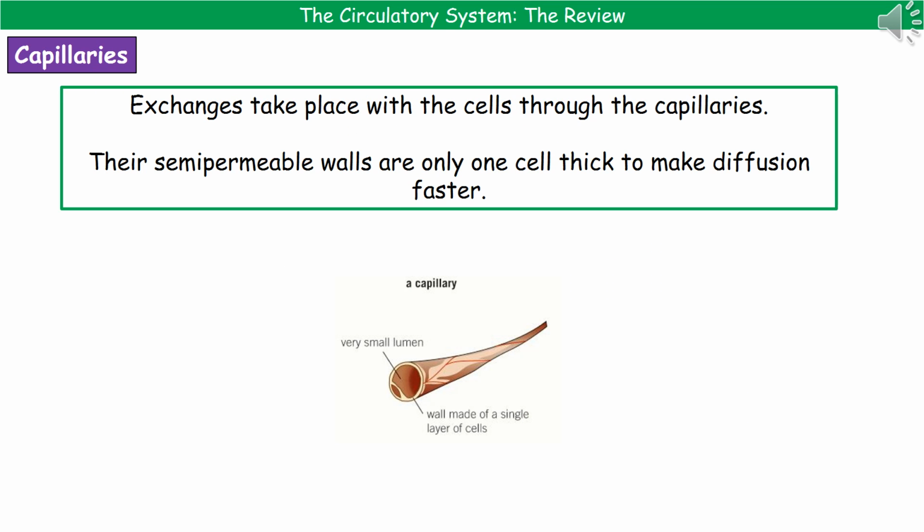So our third and final blood vessel are the capillaries. Now, this is, as I said, where the exchanges are taking place between the cells and the blood. So to allow that to happen, they have these semi-permeable walls. So semi-permeable just means that some substances can cross them, but not all. And those walls are only a single cell thick. And hopefully we remember from earlier on in B2 that when we've only got a very short diffusion distance, then that means that diffusion happens faster. So we've only got that one cell thick wall in order to make diffusion happen nice and quickly.